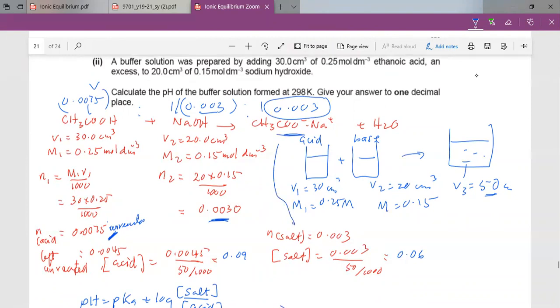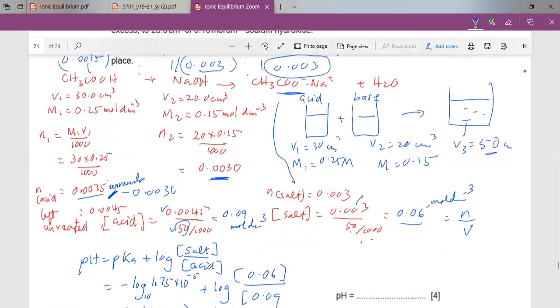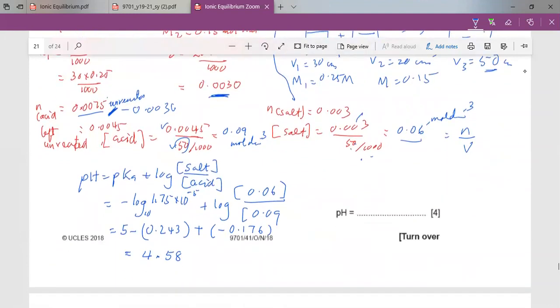So the concentration of the salt will be over 50 over 1,000, because concentration is equal to number of moles over volume. So that is 0.06 moles per dm³. For the acid, how much is left behind? The unreacted 0.0075 minus 0.003 gives 0.0045 moles, over the volume 50 over 1,000, which is 0.09 moles per dm³. Simple now. Once you convert everything properly, substitute in: pH equals pKa plus log salt over acid. Convert the Ka to pKa, which is minus log Ka. The answer is 4.58.